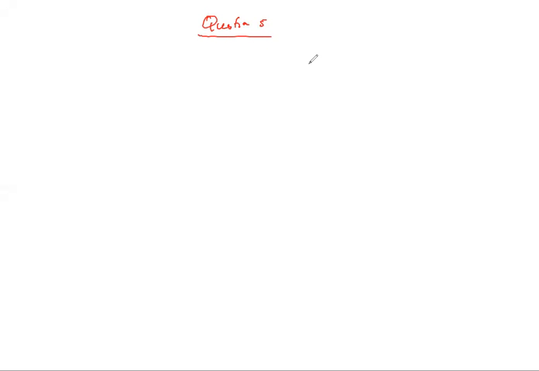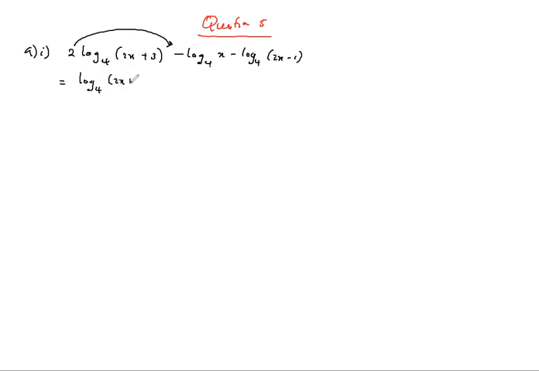Okay. Question 5. Express as a single logarithm: 2 log 4 (2x plus 3) minus log 4 x minus log 4 (2x minus 1). To express as a single log, you take this, you have log 4 of (2x plus 3) squared. This is dividing, this is subtracting, so you divide by x also, so it will multiply in the denominator. And that's all. Well done.